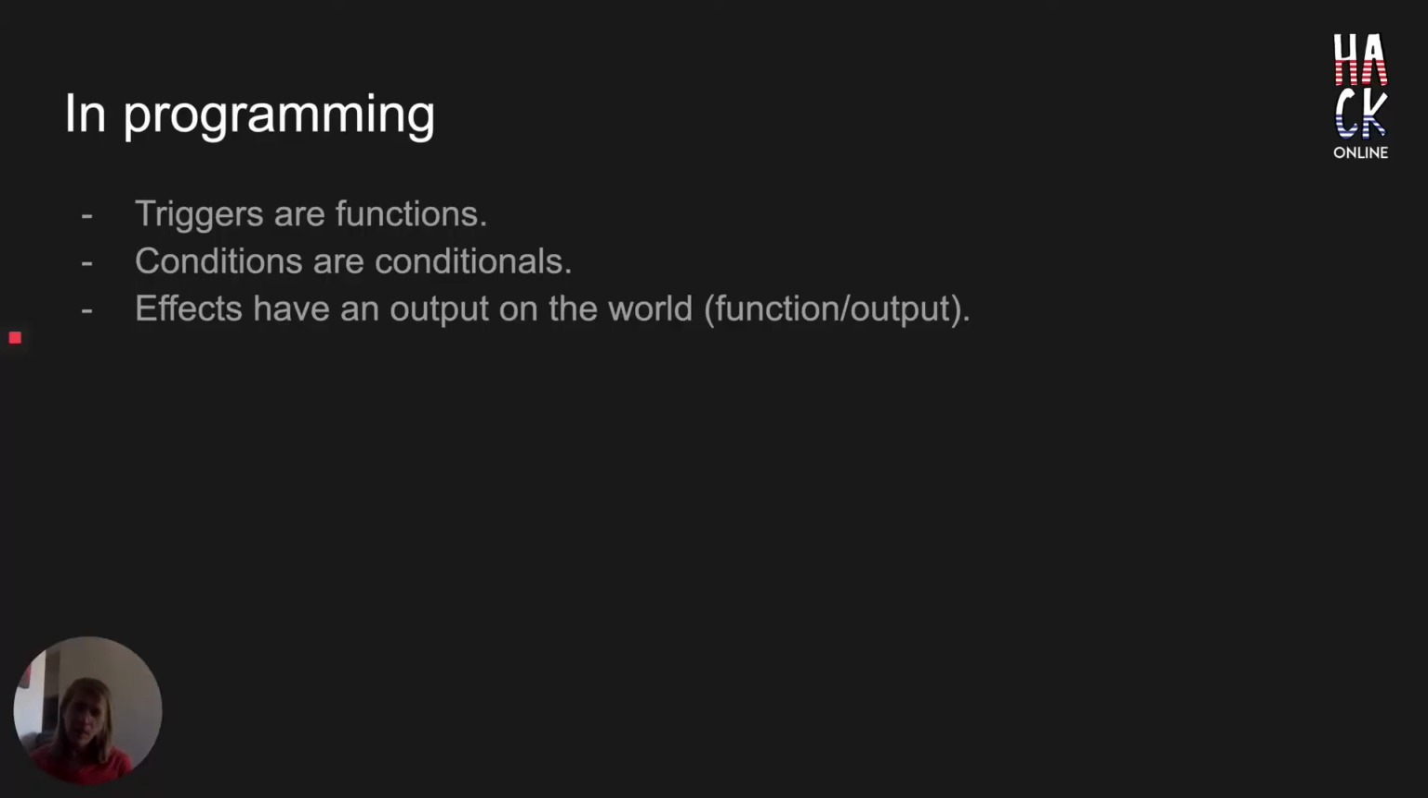Now, if we think about this in programming, triggers are functions, right? They basically have a name and they group things together. In this case, a trigger is a grouping of conditions and effects, and a trigger can have multiple conditions and multiple effects. A condition is a standard conditional, like an if statement. The way it works in this engine is all of the conditions in a trigger must be met before the effects will run. Then we have our effects that have an output in the game world.